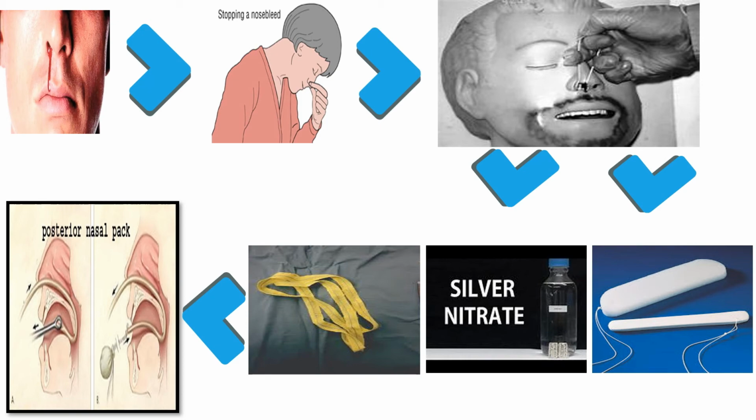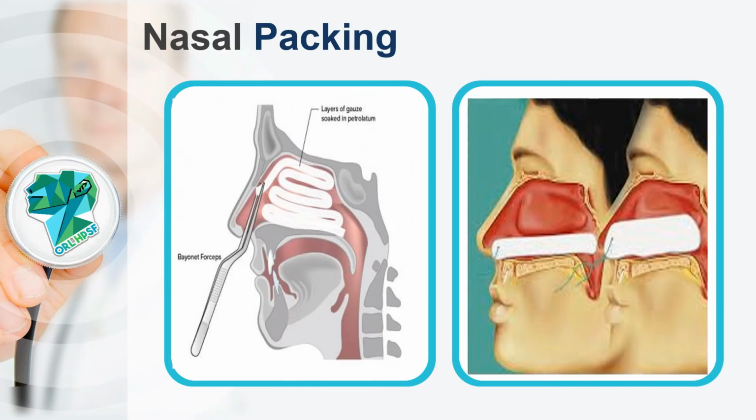So as mentioned earlier, this is anterior nasal packing using either BIPP on the left side. Usually we use Tilley's forceps, which are less sharp as compared to this kind of forceps. And on the right hand side we use Merocel.